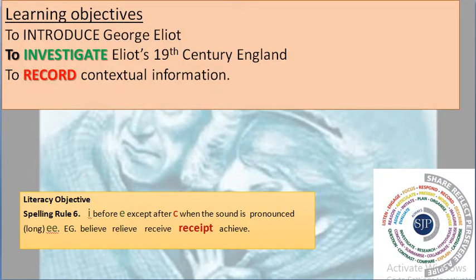Learning objectives in this week: to introduce George Eliot, to investigate Eliot's 19th century England, and to record contextual information. Literacy objectives: spelling rule 6. Spelling rule: I before E except after C when the sound is pronounced long E. For example, believe, relieve, receive, but receipt, and achieve.